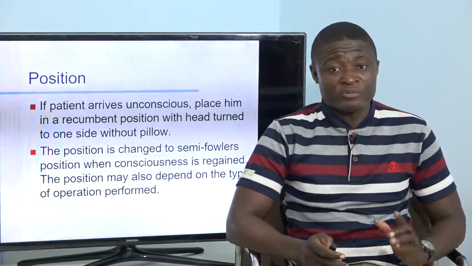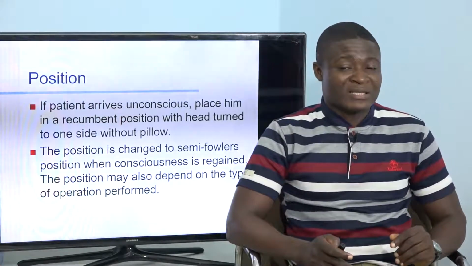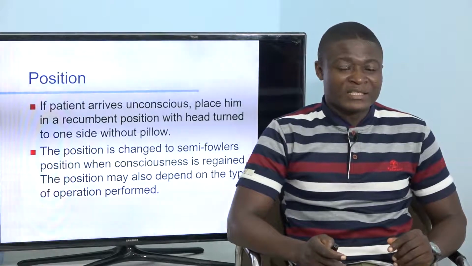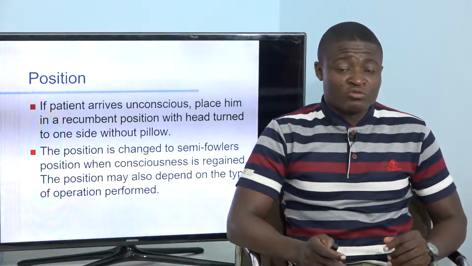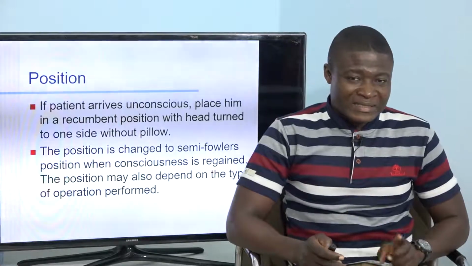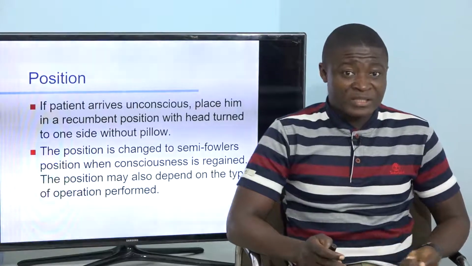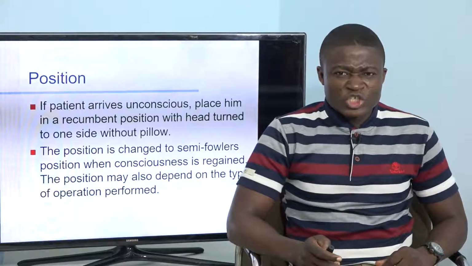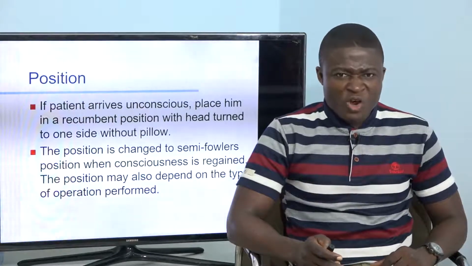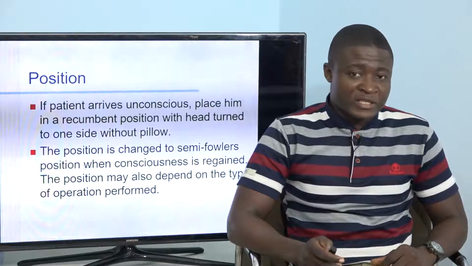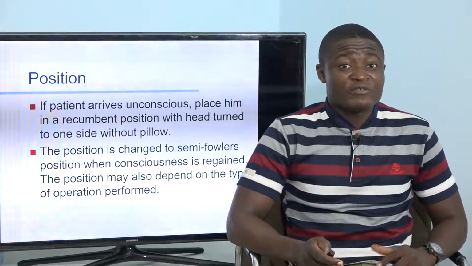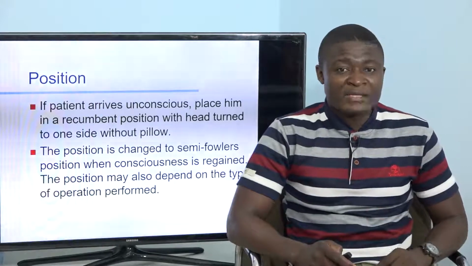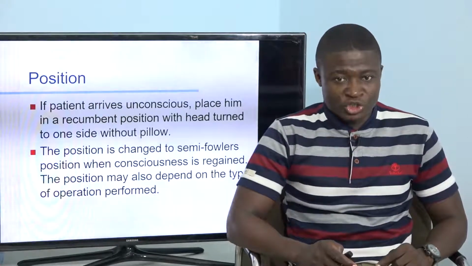I know you know what recumbent position is. And turn the head to one side. The reason for turning the head to one side is to prevent aspiration. We don't want content, that secretion that is coming out of the mouth, to get aspirated. The position is changed to semi-Fowler's position when consciousness is regained. So immediately the client becomes fully conscious, you change the position from a recumbent one to a semi-Fowler's position.